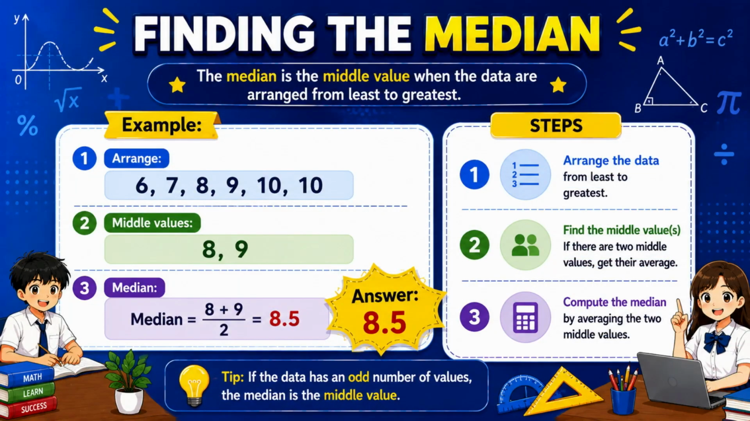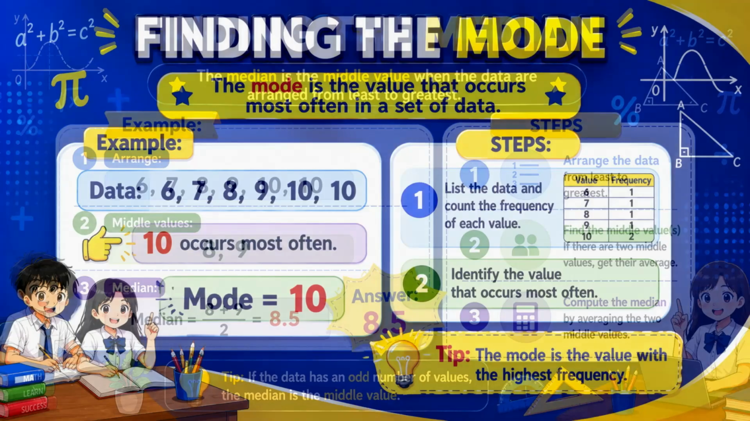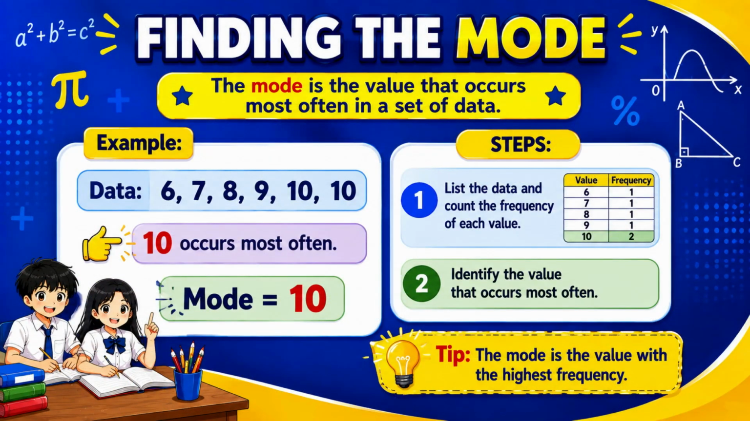To find the median, arrange the data from smallest to largest. Since there are 6 values, we have 2 middle values, 8 and 9. We add them and divide by 2. Therefore, the median is 8.5. The mode is the value that appears most frequently. In this data set, 10 appears twice, while the other values appear only once. Therefore, the mode is 10.